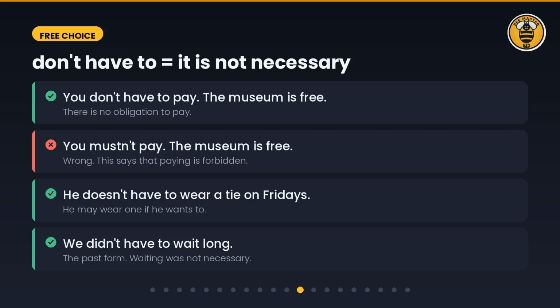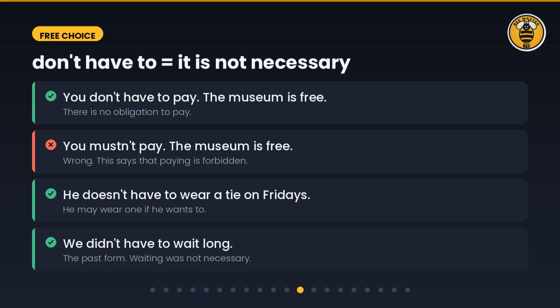And here is don't have to, always with the meaning, it is not necessary. You don't have to pay. The museum is free. There is no obligation. Now listen to the mistake. You mustn't pay. The museum is free. That is wrong, and it sounds very strange because it says that paying is forbidden.